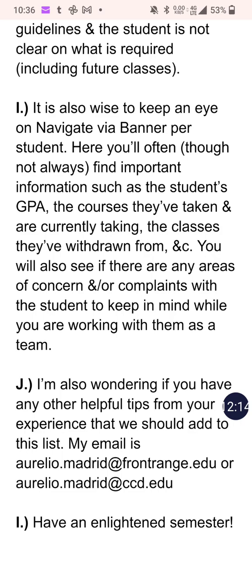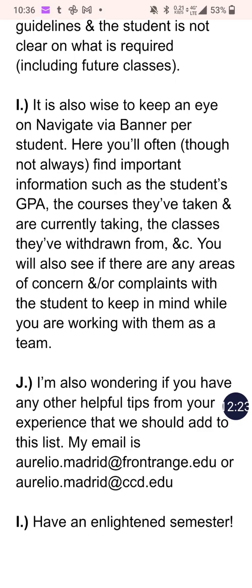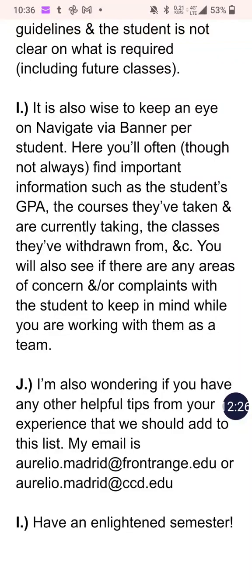And I'm also curious to know if there are any other helpful tips that we could add to this list from your range of experiences with students that present with accommodations.